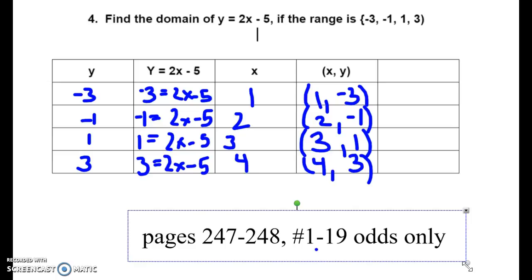You can grab a book. Open it to 247 and 248, 1 through 19 odds, and I assign the odds so that you can check your answers yourself. If you have questions from last night's homework, answers that you didn't get quite the same, or answers that don't match up tonight, we can go over all those tomorrow. We're going to review these 2 sections before we move on to 6-3. So you can start your homework now and check your answers when you're done.